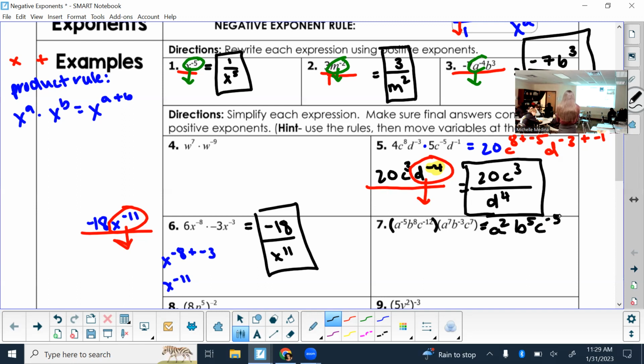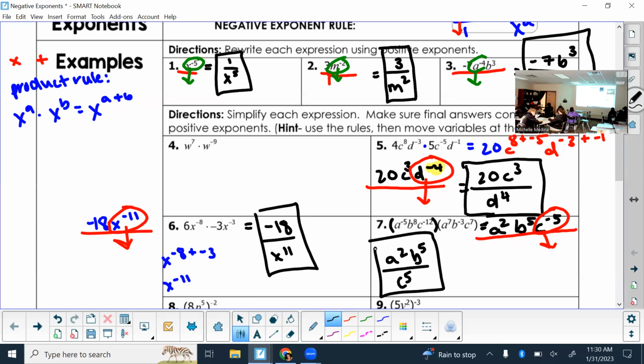Now, is this going to be my final answer, table 6? What needs to change about it? Good, since we have a negative exponent on it, it needs to move. Does anything else need to move, table 7? No, just the one with a negative exponent. So my final answer is a squared b to the 5th over c to the 5th. Any questions? Okay, so then scrolling down.